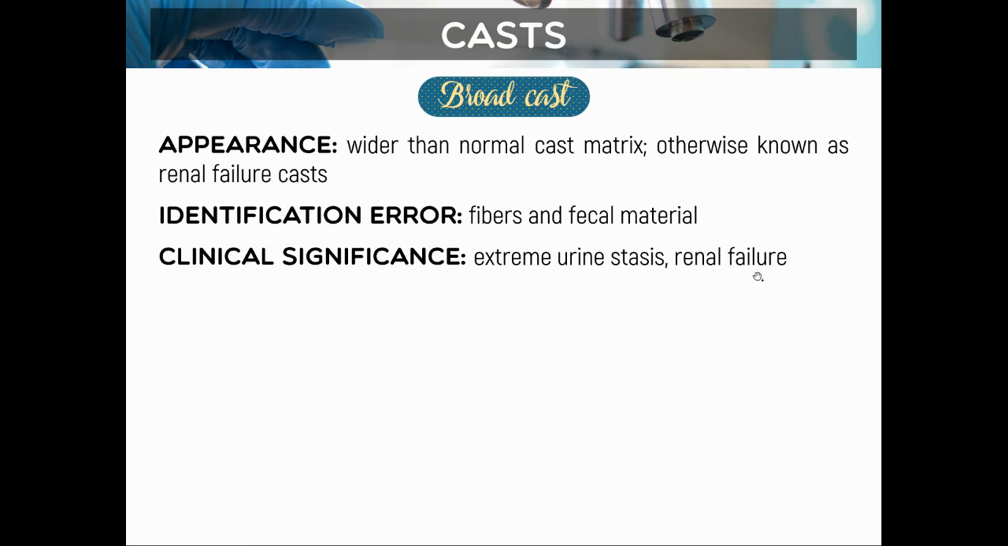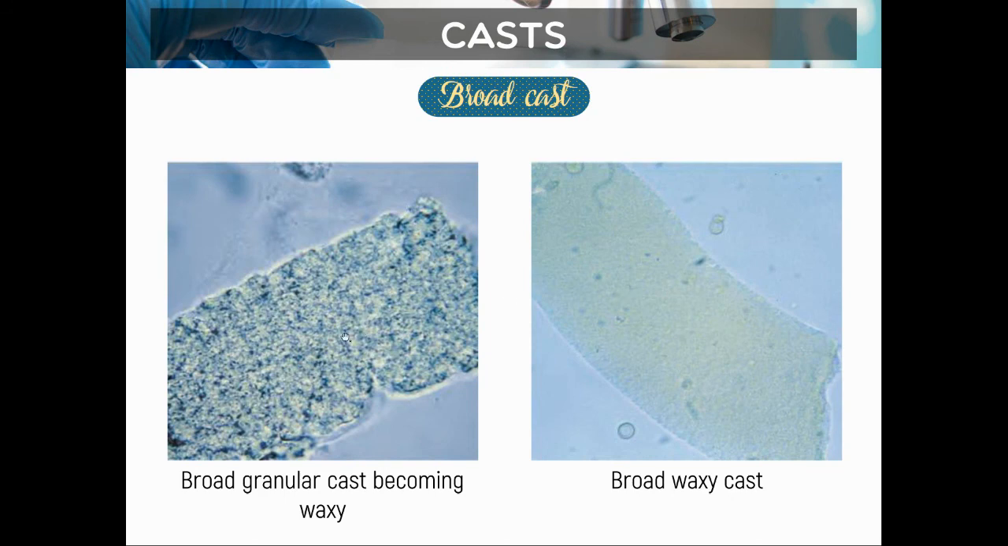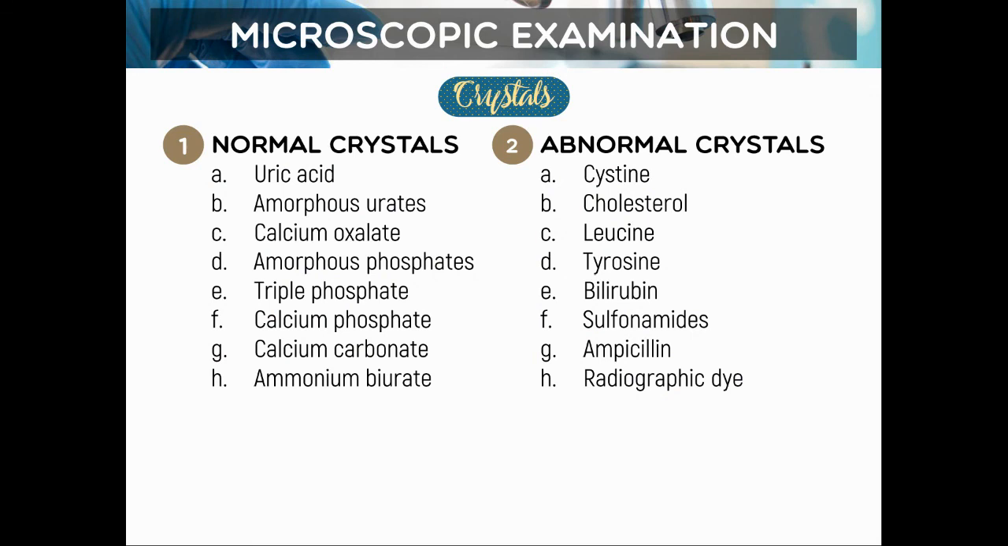Renal failure means the kidneys no longer function well and the tubules are affected, so they enlarge, and their morphology enlarges. That is why the cast created is also large, or broad cast. So as you can see here, the broad cast is very wide. So we have broad waxy cast and broad granular cast. Those are our different types of cast. Again, we have our hyaline, our cellular casts, RBC, WBC, bacteria, and also our granular cast and our broad cast.